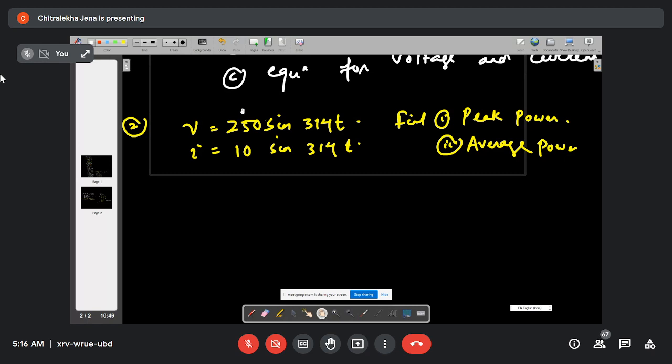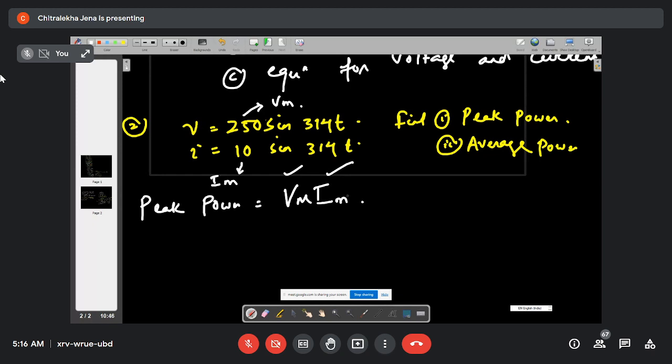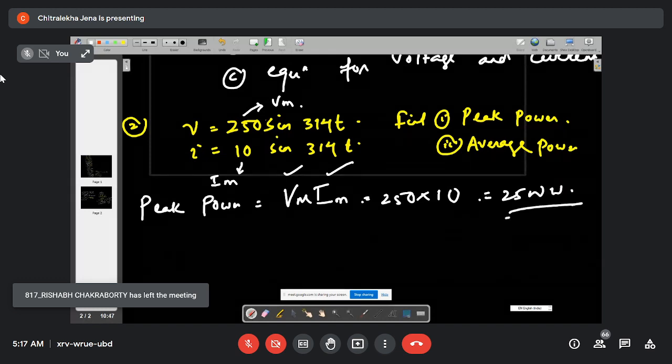What is your peak power? What is the formula for peak power? Vm into Im. Peak voltage into peak current, that is your peak power. This is your Vm and this is your Im. So 250 into 10 will be your peak power, 2500. That will be in watt.